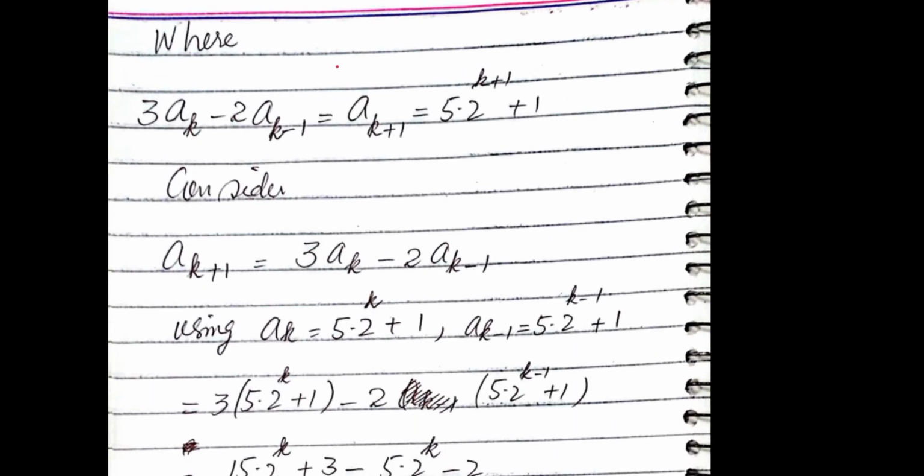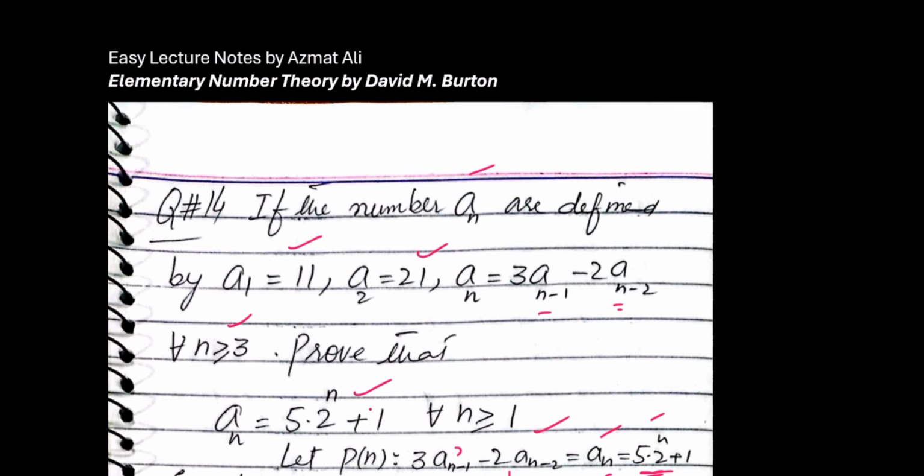What we need to show here is that the (k+1)th term should be equal to 5 times 2 raised to the power k plus 1, where a_(k+1) is given by the formula 3a_k minus 2a_(k-1). So consider a_(k+1) equal to 3a_k minus 2a_(k-1). Using the value of a_k, which is equal to 5 times 2 raised to the power k plus 1. How can we find this kth term? By just replacing n with k in this formula.